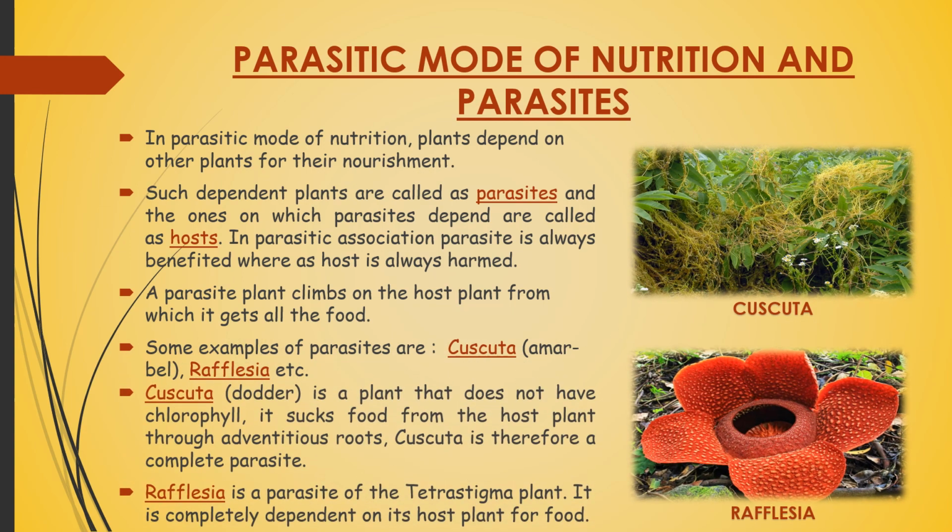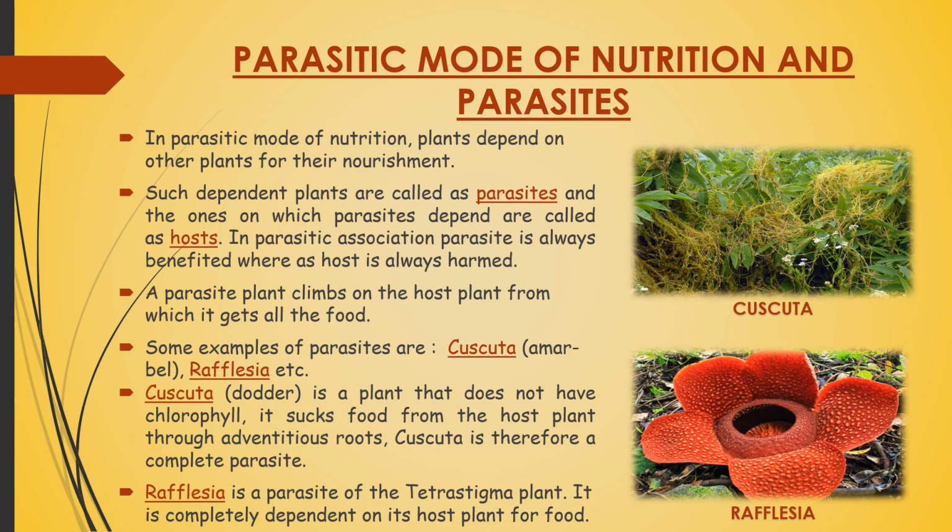Cuscuta, also known as Dodar, is a plant that does not have chlorophyll. It sucks food from the host plants through adventitious roots. Cuscuta is therefore a complete parasite.